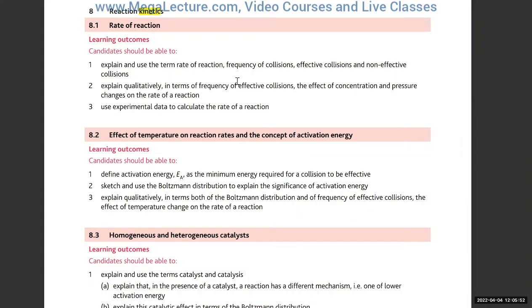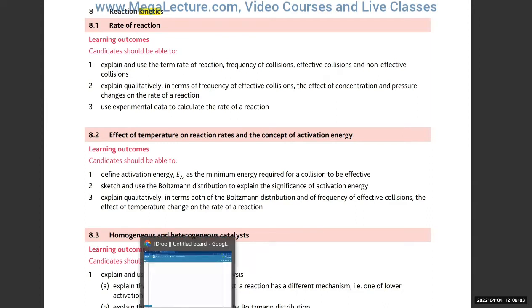So the first part is about the rate of reaction, frequency of collisions, effective collisions, non-effective collisions. Explain quantitatively in terms of frequency, the effect of concentration and pressure, and use experimental data to calculate the rate of a reaction.